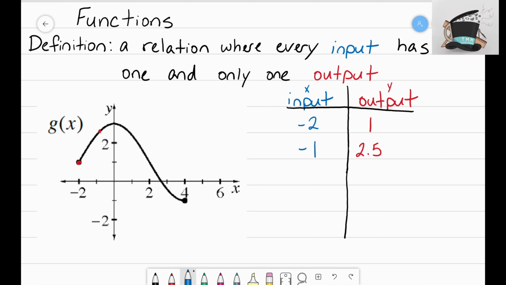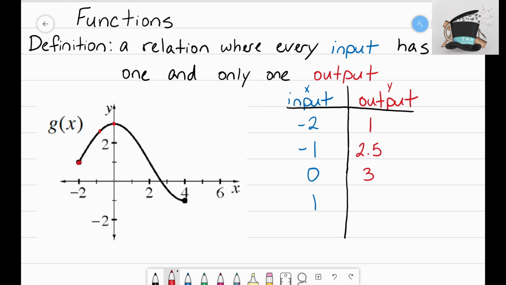Let's keep doing this. I'm going to look at 0. And when I get to 0 here, I go up to where my function is, and it's right there at 3. Okay, again, so far so good. I haven't had an input repeat. Every input has had only one output. We're good. So for our next input, let's look at when x equals 1.